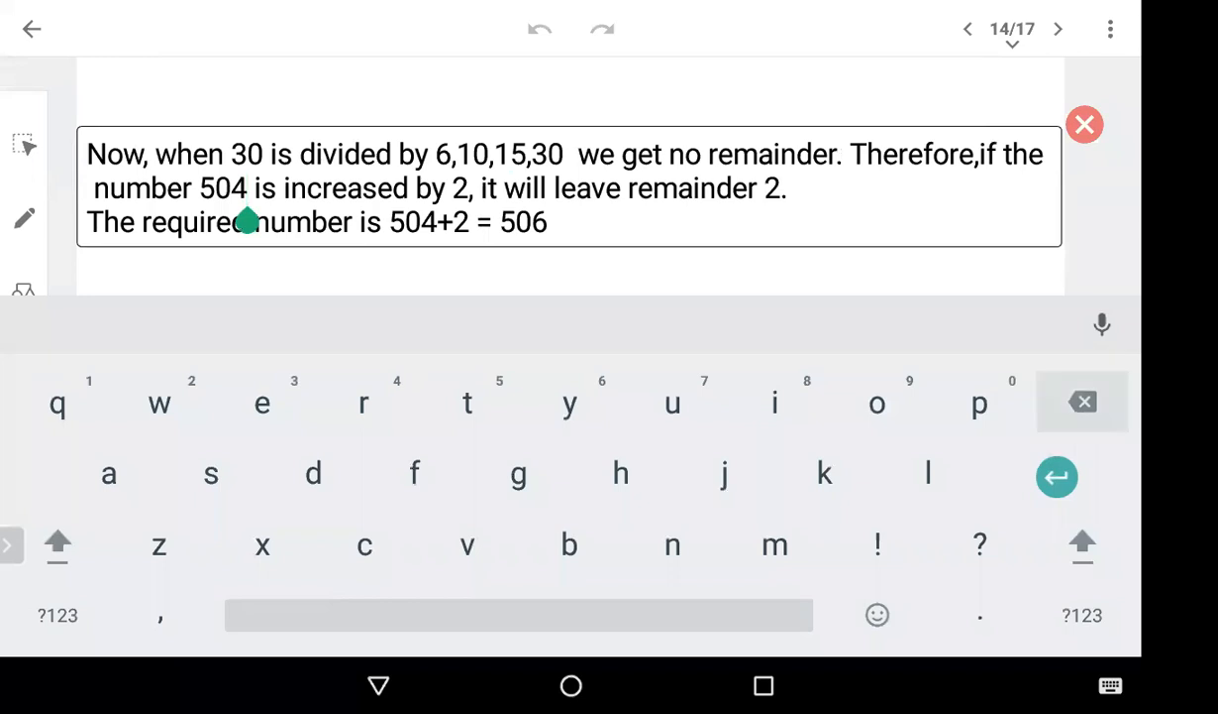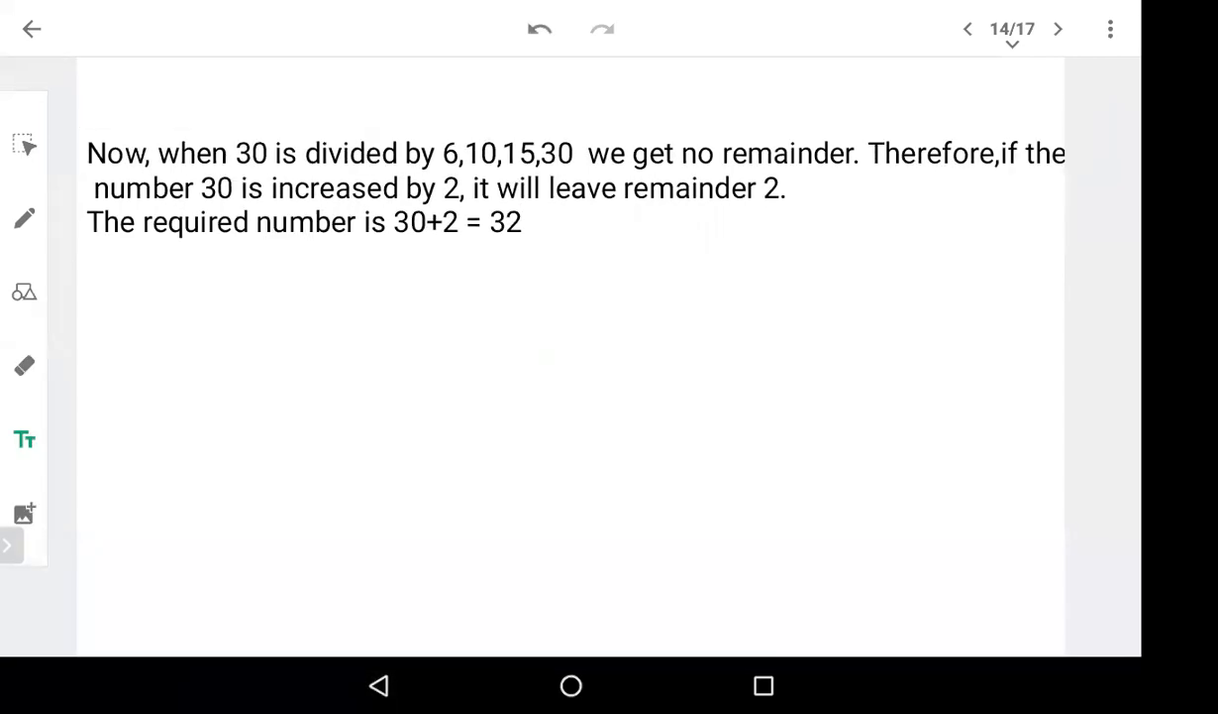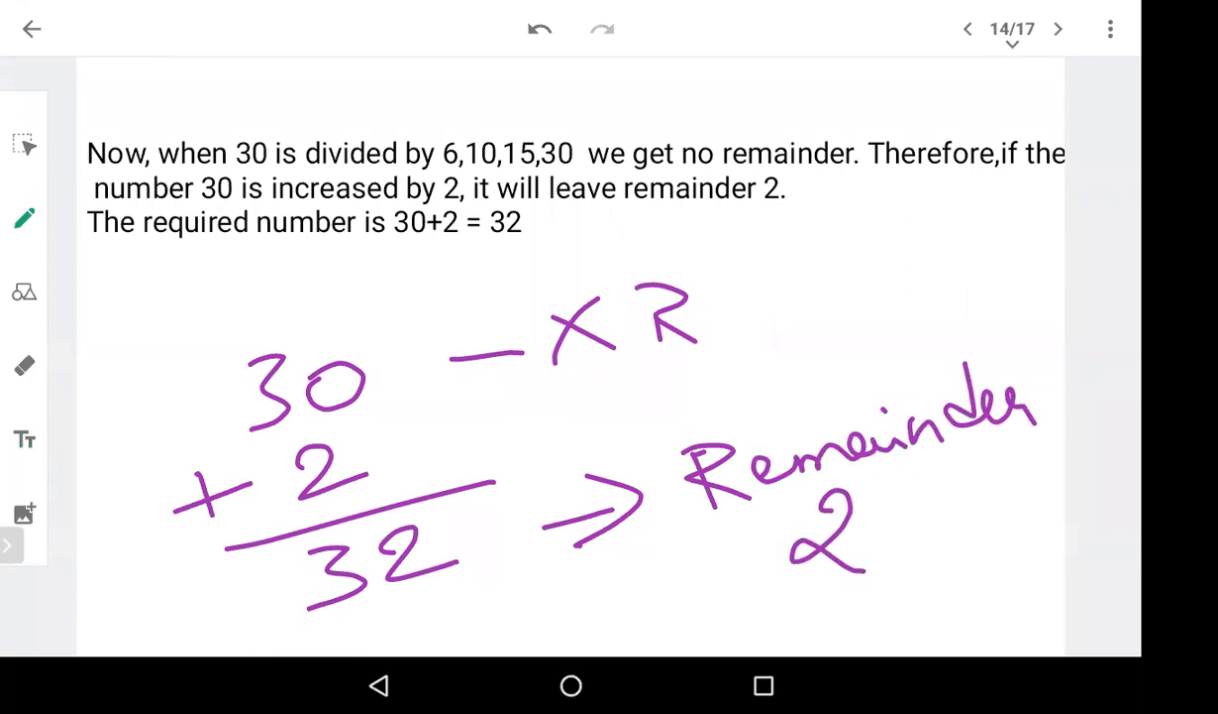Therefore, if the number 30 is increased by 2, then it will leave a remainder of 2. Therefore, the required number is 32. Understood? The normal 30 that we got was not leaving any remainder. Now I add 2 to this and get 32. So now I get a remainder of 2 when I divide them.